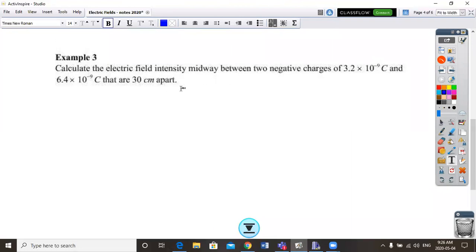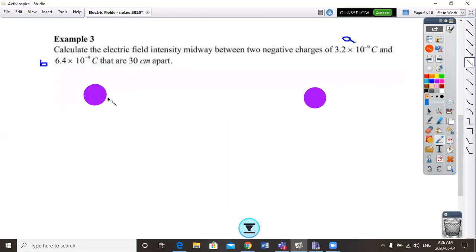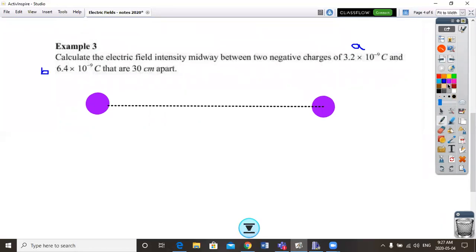Now we're going to look at adding the electric fields when we have more than one charge. So we have two negative charges. So we'll refer to these QA, QB. So we could draw a diagram. So you got A and you've got B, and then you've got your point P. It's exactly in the middle. So point P would be here. Okay, hold on. We'll draw the R between the two. There we go. We know that's 30 centimeters. And point P, it says, is exactly in the middle.